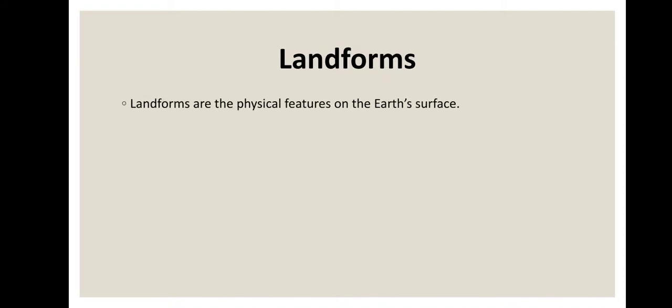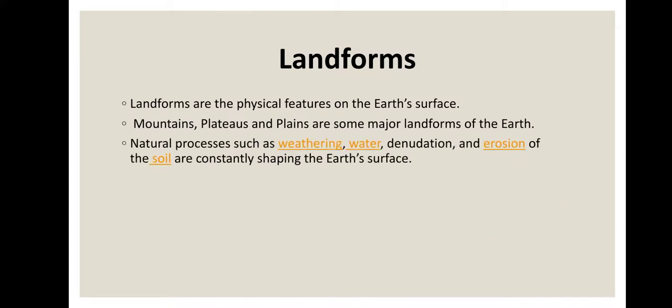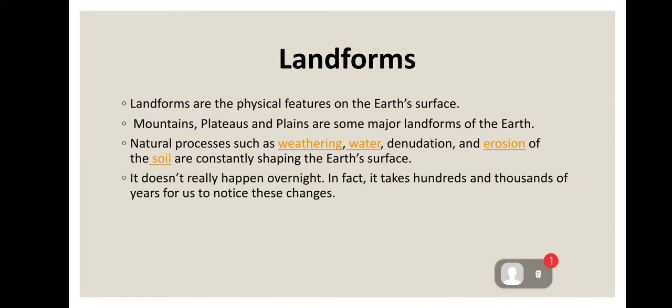Landforms. Landforms are the physical features of the Earth's surface. Mountains, plateaus, and plains are some major landforms of the Earth. Natural processes such as weathering, water denudation, and erosion of soil are constantly shaping the Earth's surface.